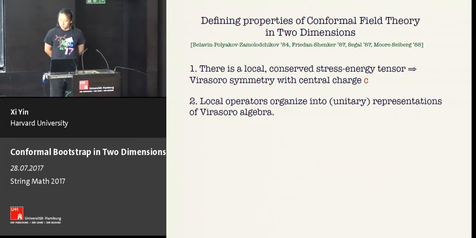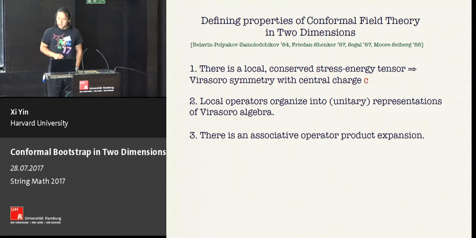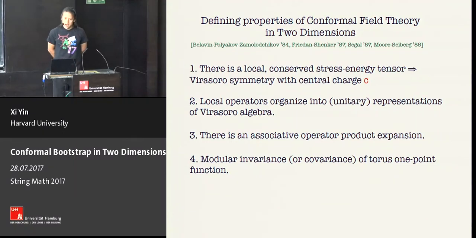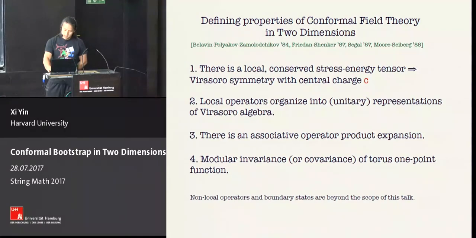Importantly, there are local operators that organize into unitary representations. Well, if it's a unitary conformal field theory, they're organized into unitary representations of the Virasoro algebra, both on the holomorphic and anti-holomorphic side. There's going to be an associative operator product expansion. And importantly, I'm going to insist on having modular invariance, which, in fact, it suffices to have modular covariance of the torus one-point function that will ensure modular invariance of the full conformal field theory. As a disclaimer, I will not address non-local operators and boundary states. Those are interesting, but they will not be part of this talk.